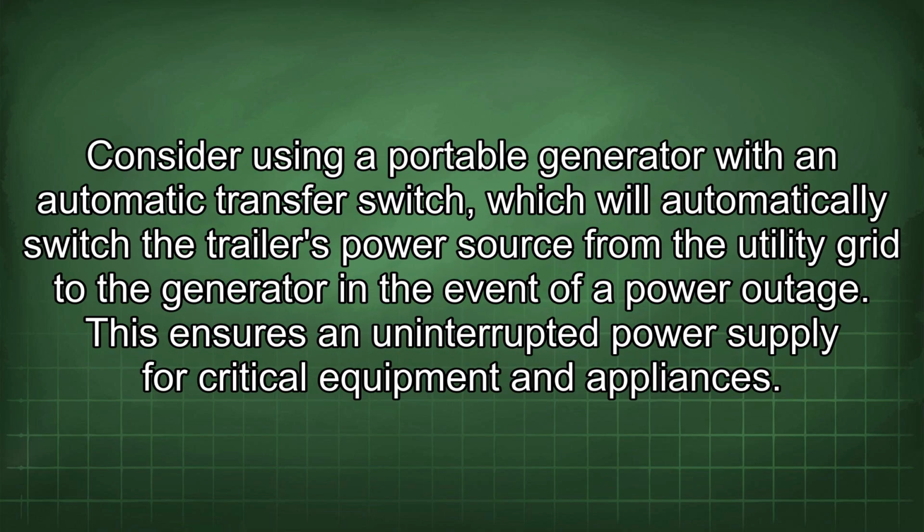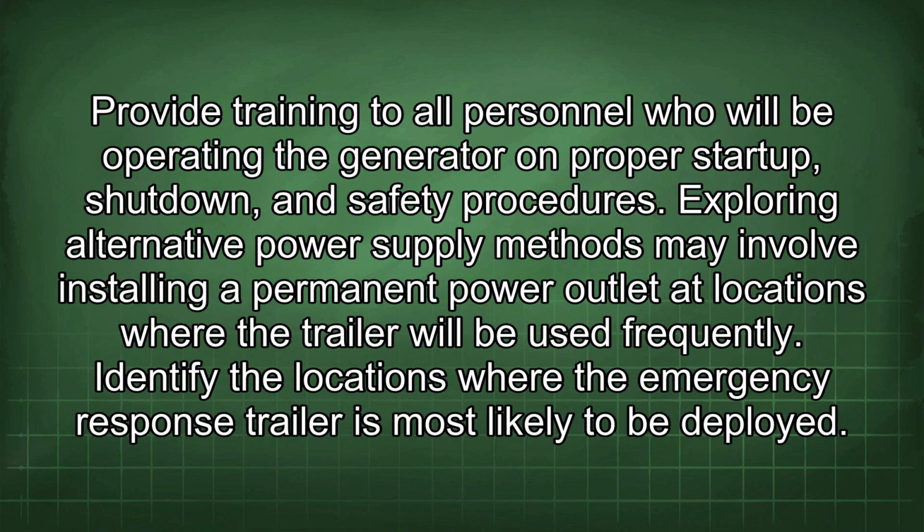Consider using a portable generator with an automatic transfer switch, which will automatically switch the trailer's power source from the utility grid to the generator in the event of a power outage. This ensures an uninterrupted power supply for critical equipment and appliances. Provide training to all personnel who will be operating the generator on proper startup, shutdown, and safety procedures.